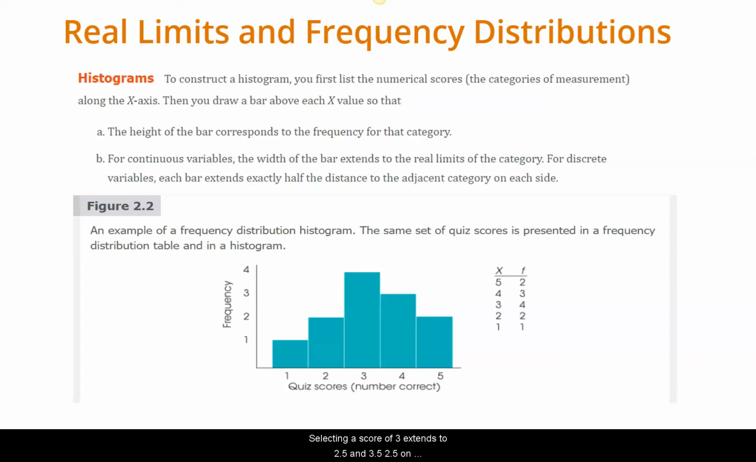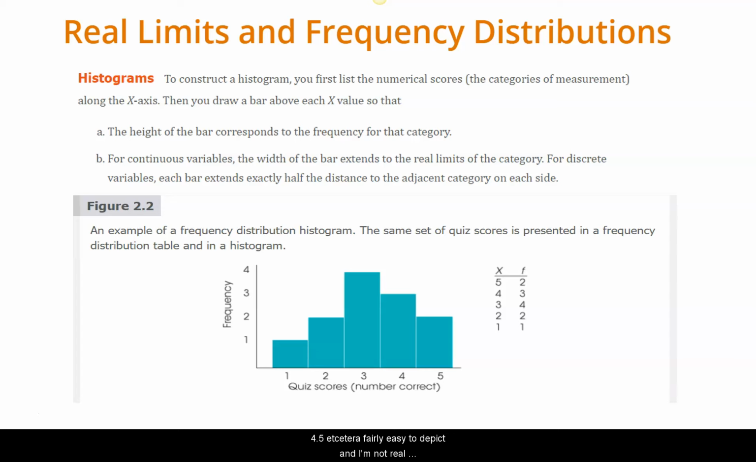So let's say a score of 3 extends to 2.5 and 3.5. 2.5 on the left, 3.5 on the right. Conversely, a score of 4 has a lower real limit of 3.5 and an upper real limit of 4.5. The upper real limit of 5 is 5.5, and its lower real limit is 4.5, etc.